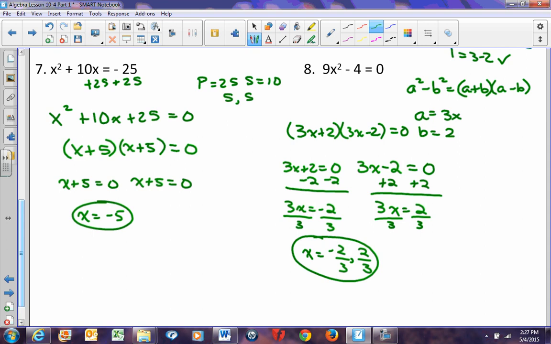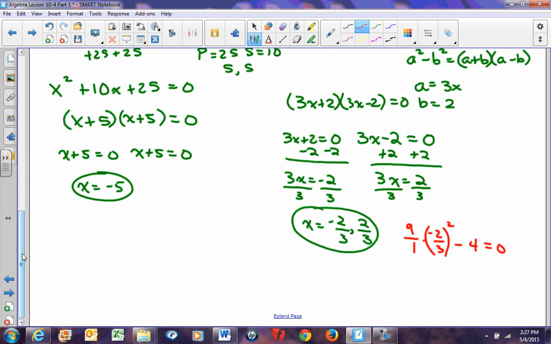And we could check that in the original equation, and it should still work. If I wanted to check it, I will just show you checking one of the two. I'll do negative 2/3. So it says 9 times x squared, x is negative 2/3 squared, minus 4 is supposed to equal 0. So let's take a look at this. 9 over 1 times negative 2 squared is 4. 3 squared is 9. So these cancel out, so 4 does equal 4. Checks.